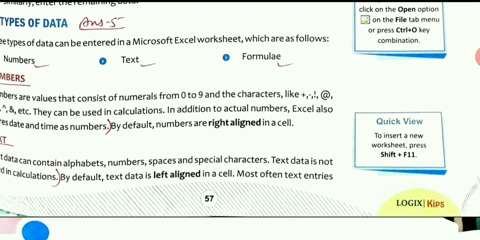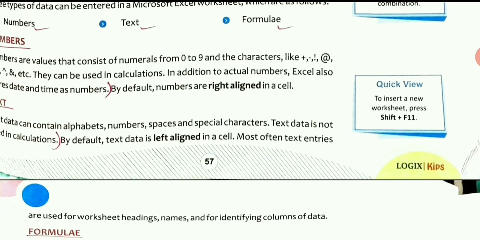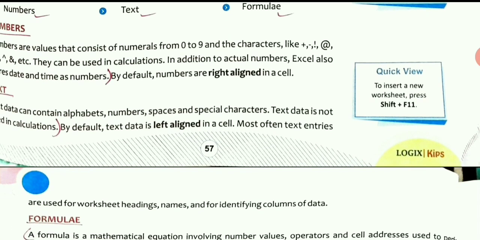And under the heading numbers, you have to explain it, and I have marked it here. Starting from numbers are values till time as numbers. And in the second, text, you have to write text data can enter alphabets, numbers, spaces, and special characters. Text data is not used in calculations.